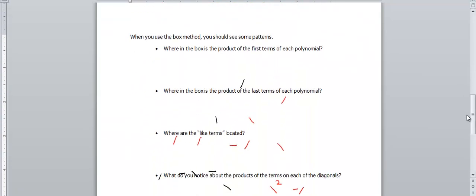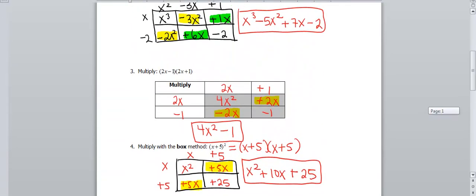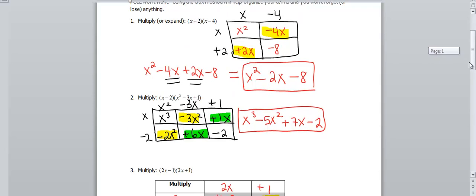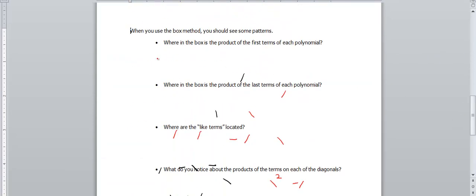So the first problem says, when you use the box method, you should see some patterns. Where in the box is the product of the first terms of each polynomial? Okay, so here you'll notice first term, first term, first term, first term. So the way I set up my box, it's going to be in the upper left corner. Okay, and ignore all these little lines here. That must have come from above. So that's the upper left.